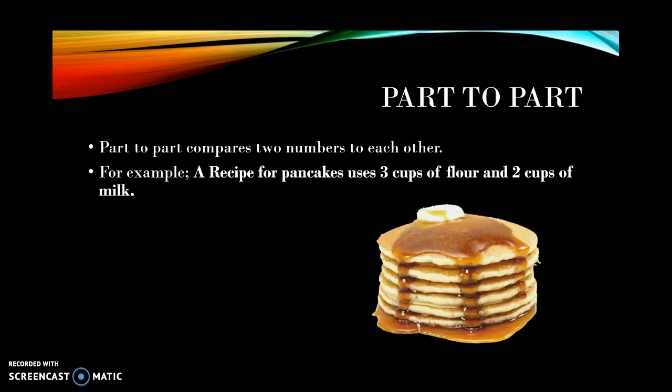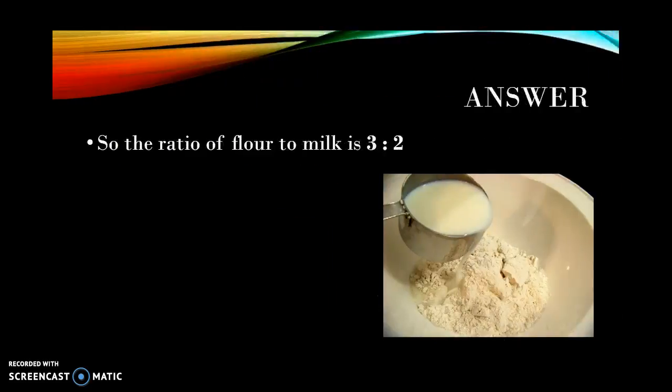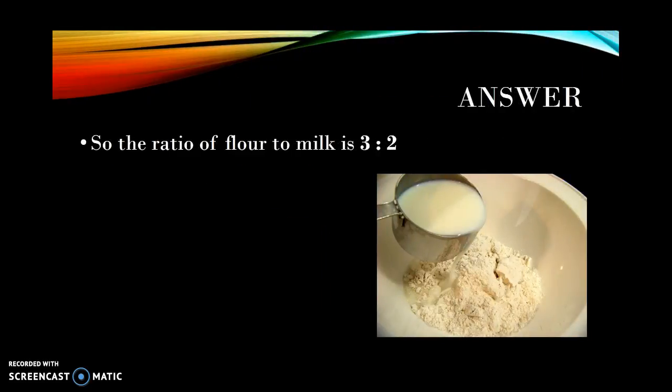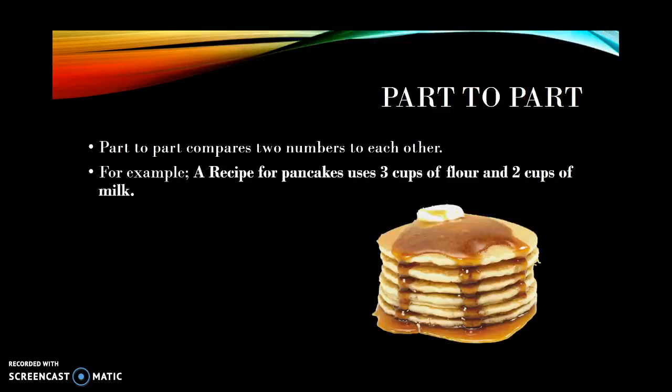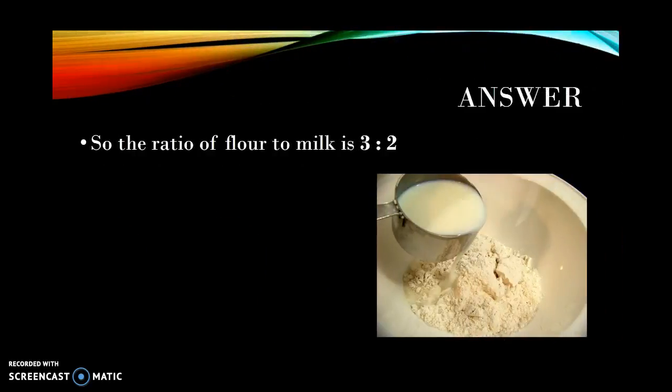So we have an example of a recipe for pancakes that uses 3 cups of flour and 2 cups of milk. So the ratio for that would be 3:2 because we're comparing flour to milk. And as it says in the slide before, you use 3 cups of flour and 2 cups of milk. If the scenario were to be the ratio of milk to flour, you would simply just flip the numbers and it would be 2:3.